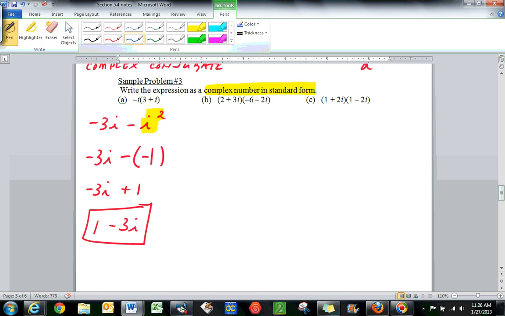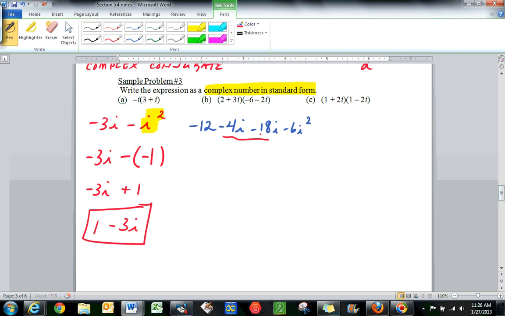Part B, we have 2 binomials that we have to multiply together, so we'll go back to our foiling process, which requires us to distribute twice. So we're going to take the 2 and distribute it first. So 2 times -6 is -12. Then 2 times -2i is -4i. So the 2 has been distributed. Now we're going to distribute the 3i. So 3i times -6 is -18i. And then lastly, 3i times -2i is -6i squared.